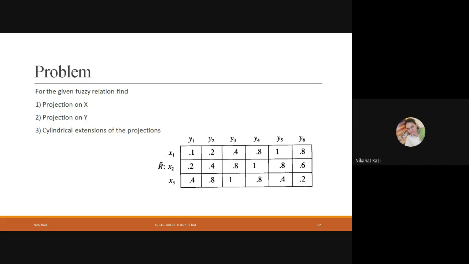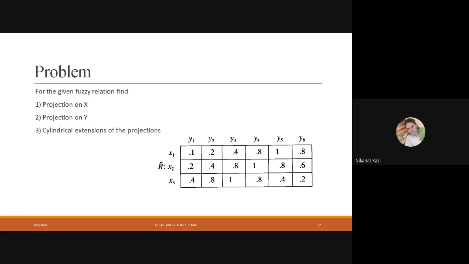Can you quickly tell me what is the projection on X? Projection on X means what will you have? Which kind of fuzzy set? Which universe? On X. Projection on X means X. Remember it that way. Projection on X means you will have all X elements. Projection on Y means you will have all Y elements in your fuzzy set.